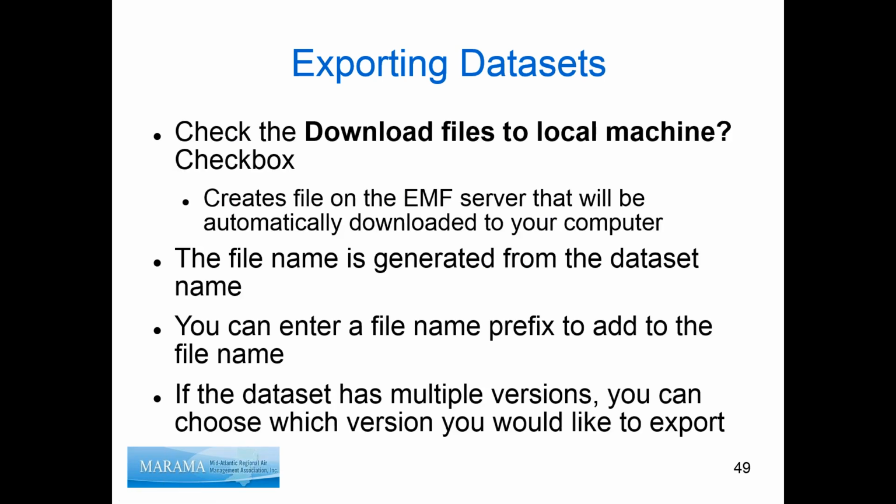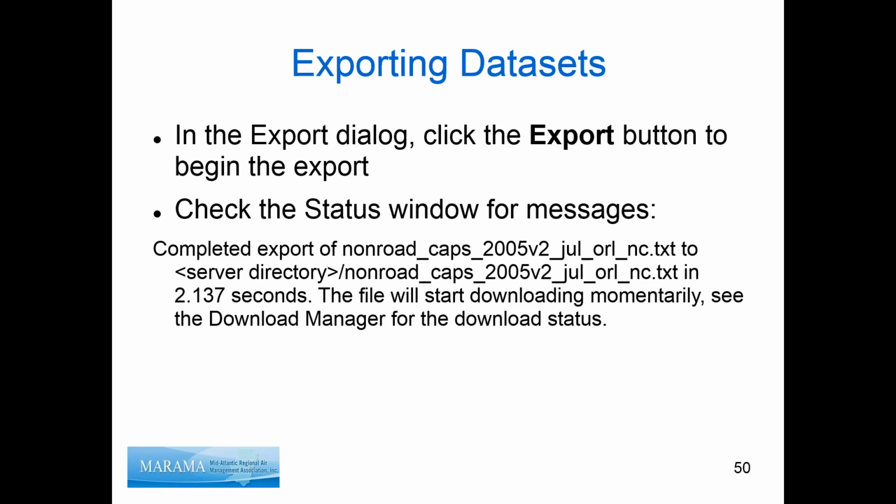This is just a recap of what I just talked about, which is you want to check the download file so that the files will be automatically downloaded to your computer. The file name will be generated from the dataset name plus prefixes plus modification date and the version. And if you do have multiple versions, you need to pick which one you want to export. And then to actually do the export, once you set everything up, you click the export button to get started.